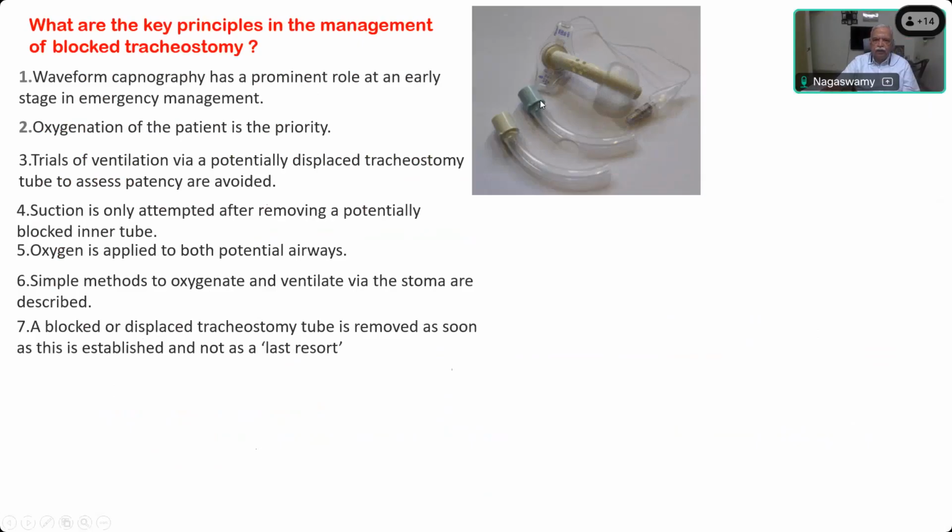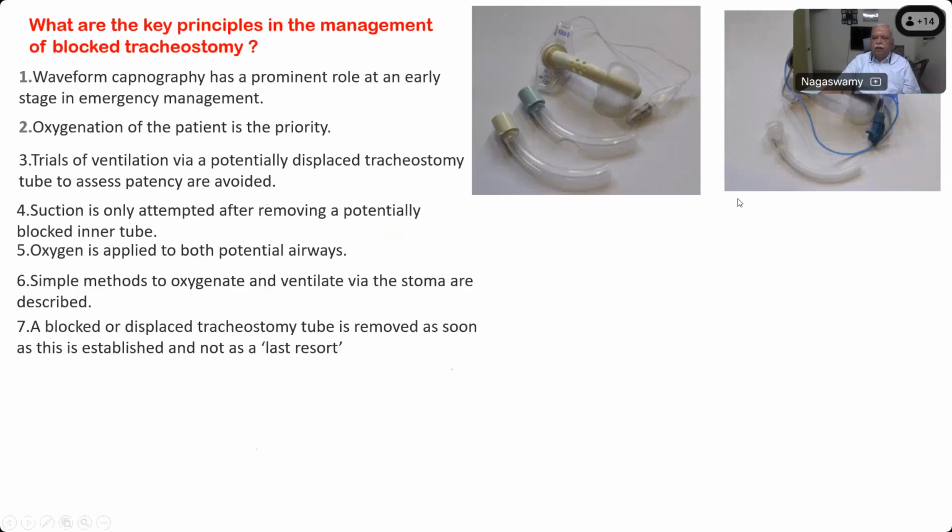This is the first one. The second one is a fenestrated inner tube. And the third one is the non-fenestrated inner tube. So these are all the three: cuffed fenestrated outer tube tracheostomy, fenestrated inner tube, non-fenestrated inner tube. Can you identify this? Cuffed and non-fenestrated tracheostomy tubes.